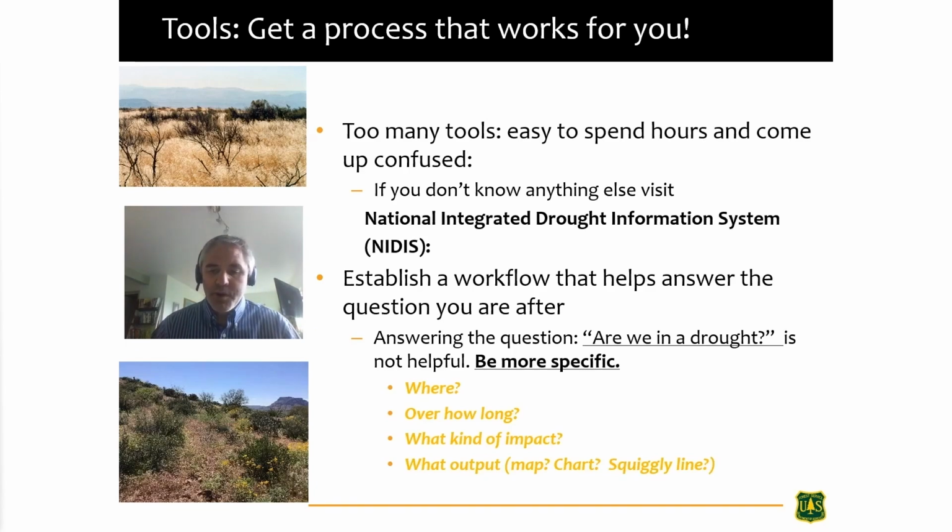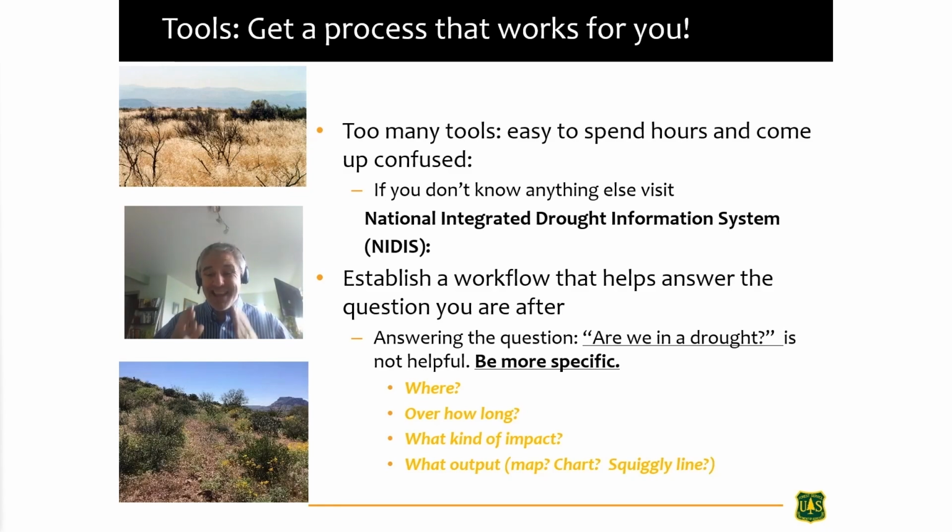So one of the most important things for you to focus on right now would be to get a process that works for you. Your process is probably going to look a lot different than mine. And it's also apparent there are way too many tools. You're going to spend an awful lot of time and come up empty-handed if you go on a fishing expedition with respect to drought. So again, it helps to define what it is we're looking for.